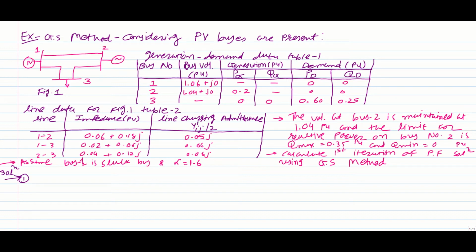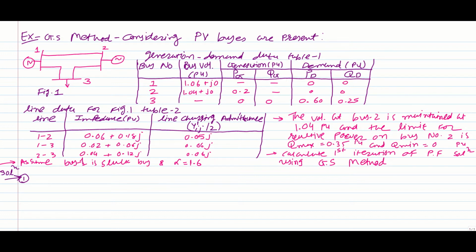Then in the second table, the network data or we can say line data are given in table number 2. So here the line impedance and line charging admittance are given. And here also we know that the line charging admittance is equally divided and added to both sides of the buses, meaning both sides of the transmission line.